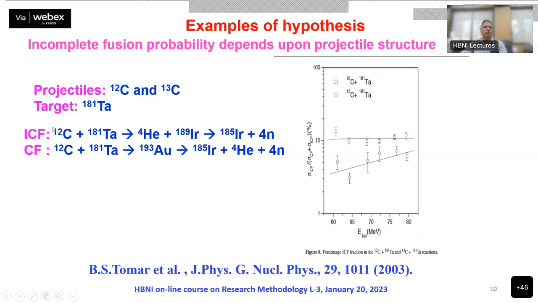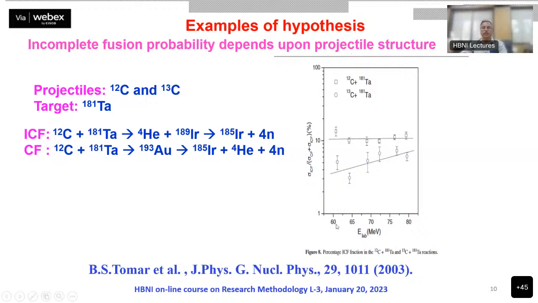One alpha comes out of carbon-12 and the remaining beryllium fuses, and it can again emit 4 neutrons to give you the same product. So the same product is formed by two different reactions: one is complete fusion and one is incomplete fusion. The hypothesis is that this incomplete fusion probability depends upon projectile structure.